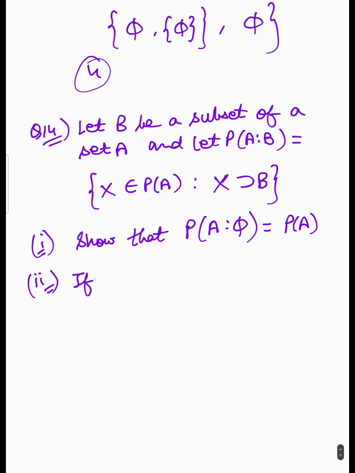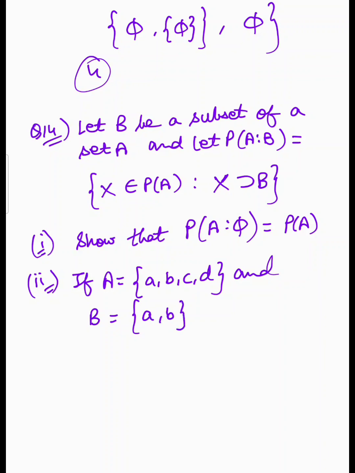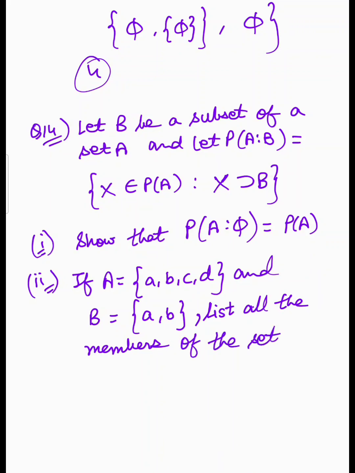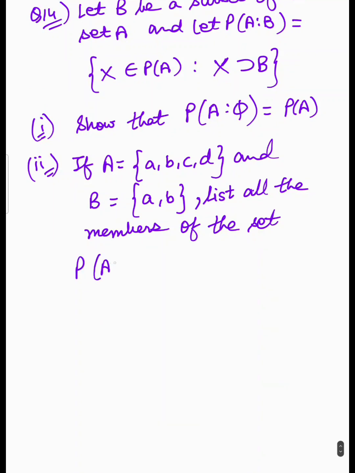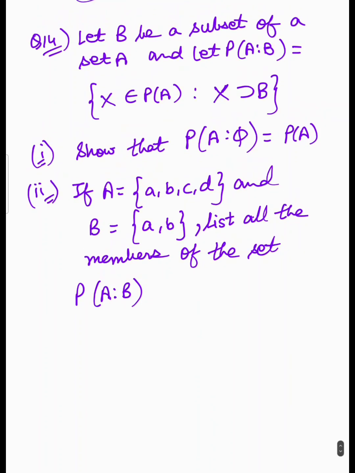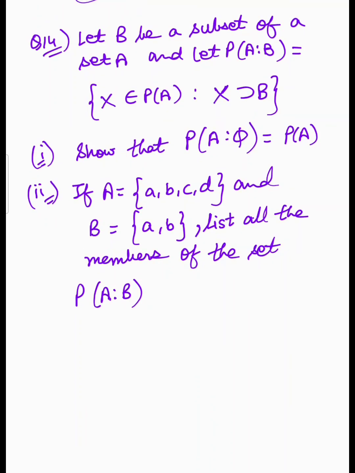Part 2, if A is equal to {A, B, C, D} and B is equals to {A, B}, list all the members of the set P A to B. Okay, this is the question. Try it once.